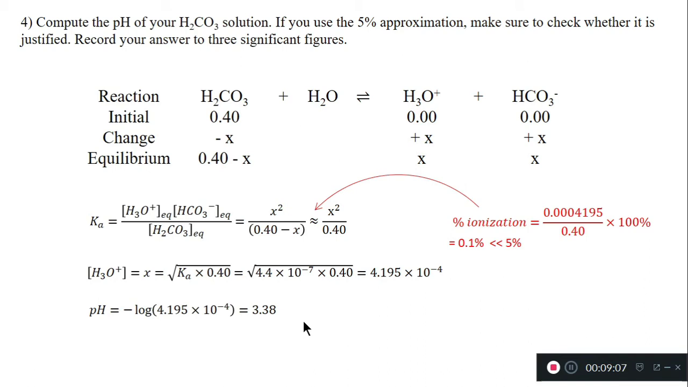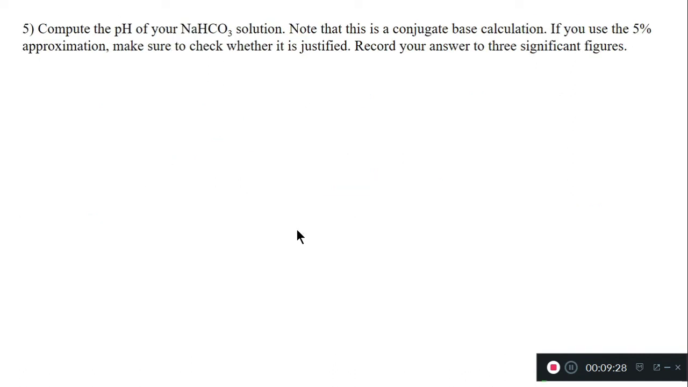Now, if I had gotten 5 or 6 or 8%, that would suggest that this is no longer something I can ignore, the fact that I subtracted off X. I'd actually have to leave it as is, solve it with the X included, and I would need to do a quadratic equation to calculate the true value. We're going to do the same thing for the sodium hydrogen carbonate.